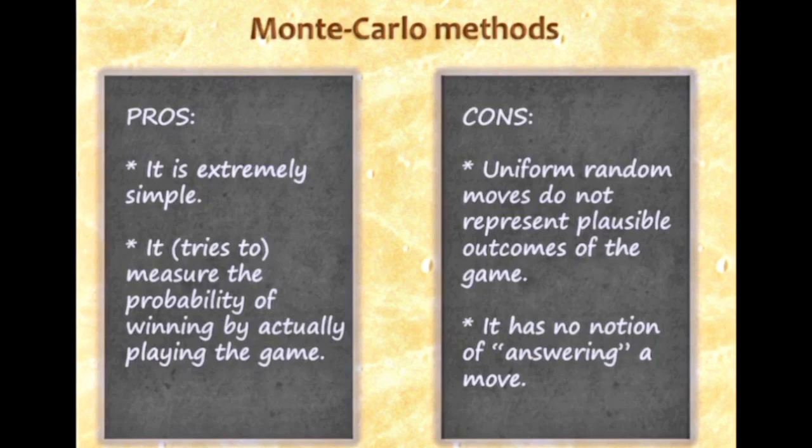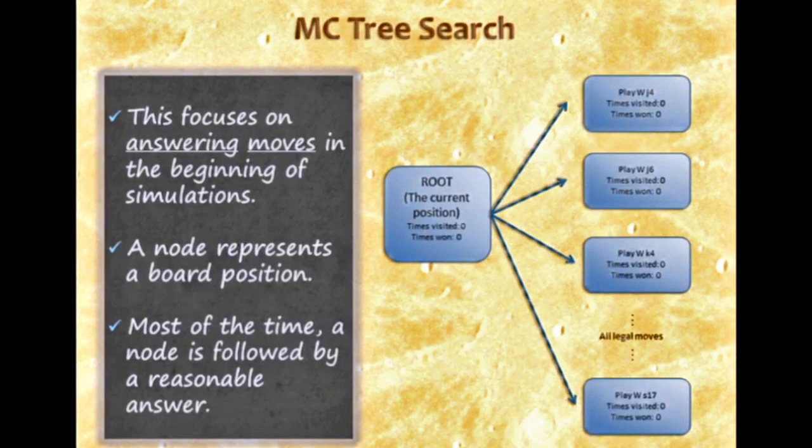Also, it has no sense whatsoever of answering moves. Especially when behind, it will play many self-atari moves because they could work against an opponent who did not answer them. The problem of not exploring correct answers to moves can be solved if we play the first move of each simulated game from a tree.